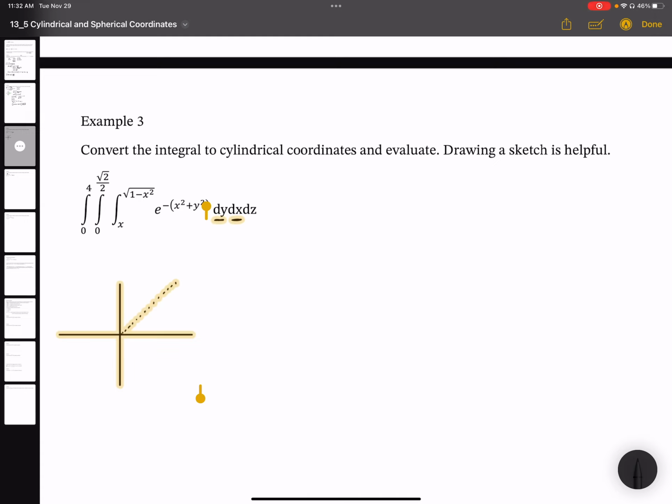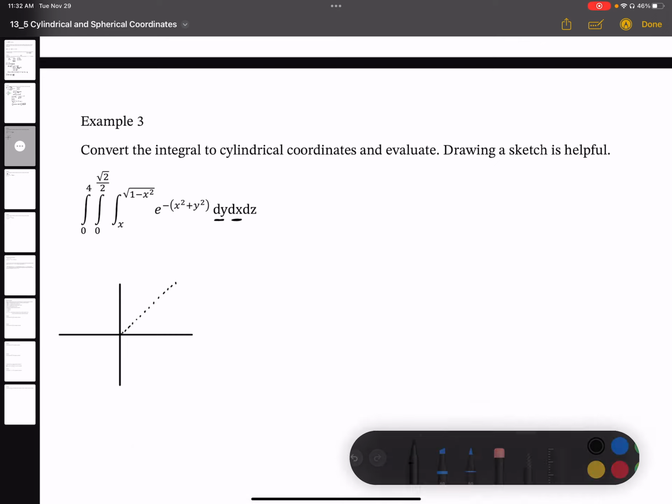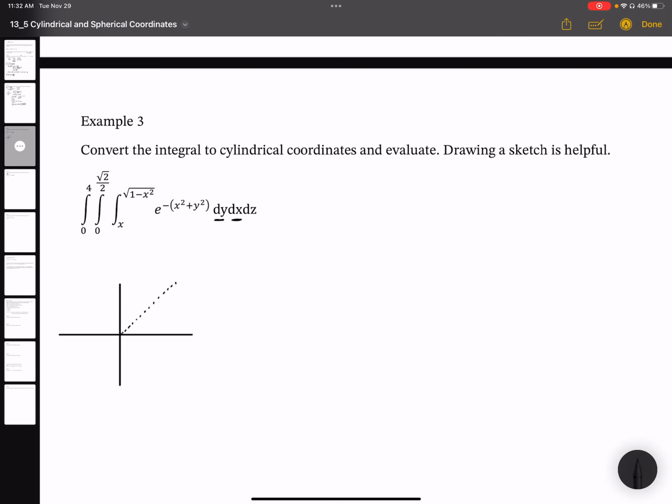So let's draw a circle of radius 1. We'll make it a larger circle so you can see what's happening. So we're going from this line up to this circle. So our angle, remember the limits are for y. So we're going from the line y equals x.